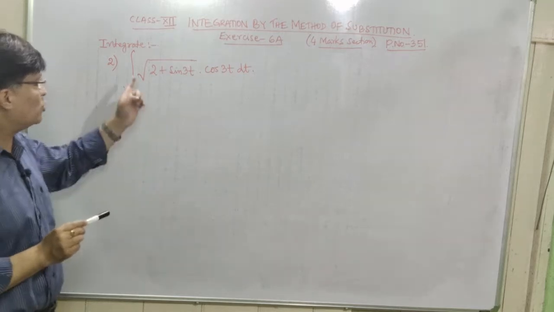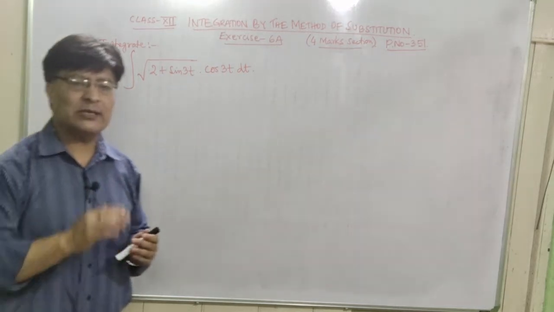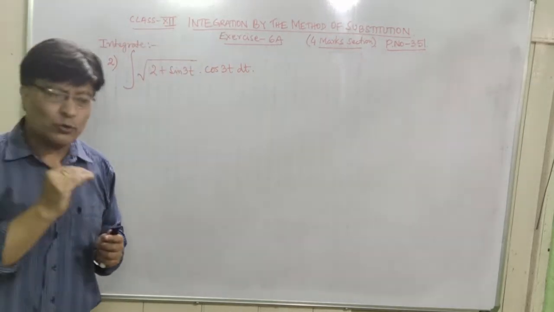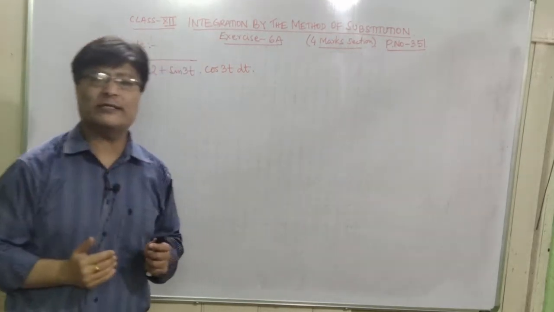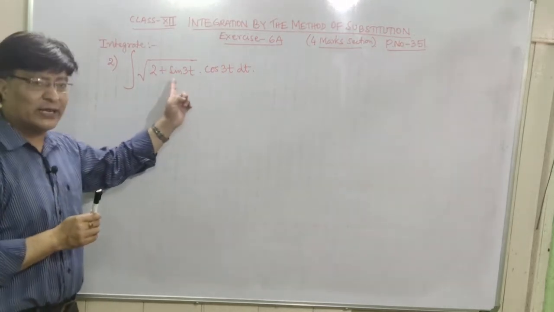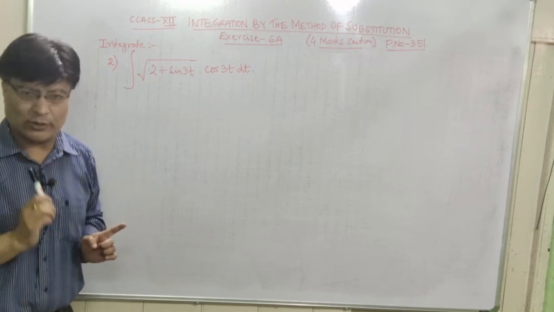So we can assume the expression on the square root as z. I already told you that whenever the square root is in the denominator, then we could have assumed this 2 plus sine 3t as z square. But since this is in the numerator, don't assume it as z square. Just assume it as z only.